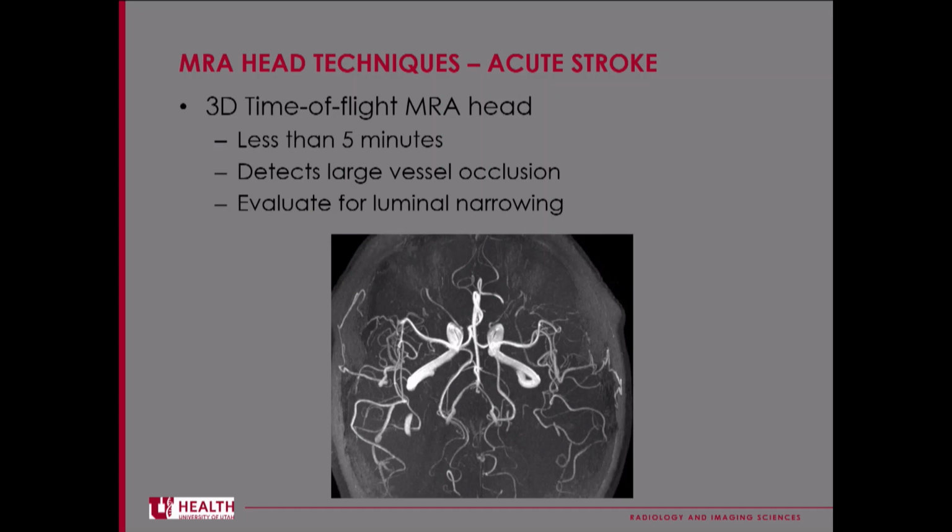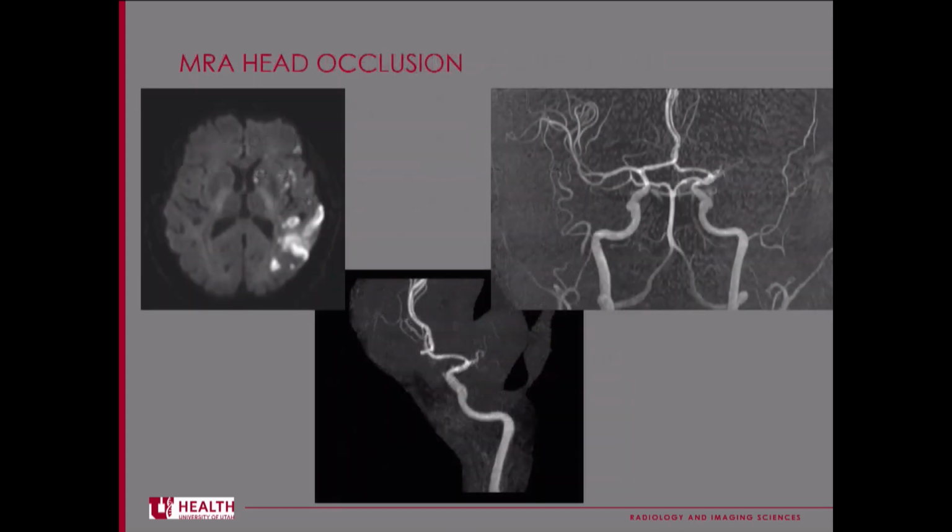I think most institutions in the setting of an acute stroke, time is of the essence, as we mentioned, and so most people are using a simple 3D time of flight non-contrast MRA of the head to evaluate for stenosis and to look for any sites of luminal narrowing. This is a relatively quick exam, less than 5 minutes, and can be tacked on to a rapid MR in order to exclude any kind of occlusion. So here are just a couple examples.